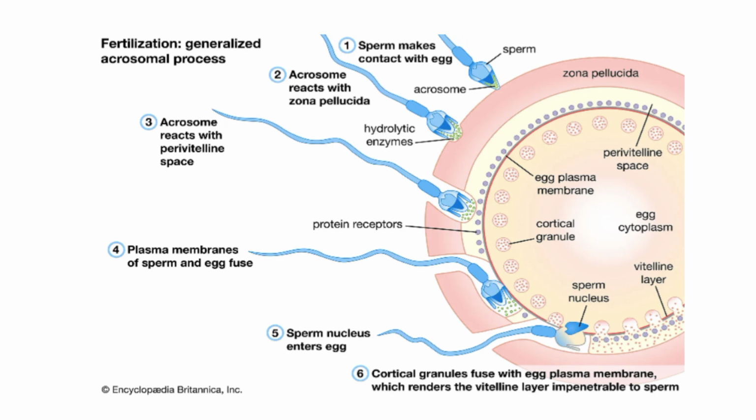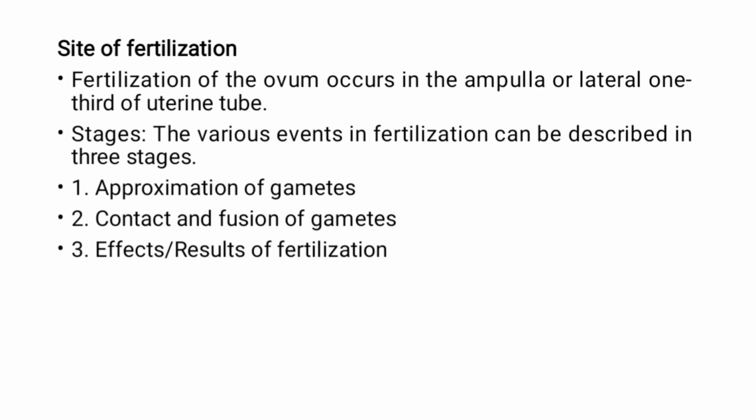That's what happens. Okay, so you have to know this. Then what is the site of fertilization? Now we are talking about human fertilization, in the woman. Where does fertilization take place? Fertilization of the ovum occurs in the ampulla of the uterine tube, just after the ovary, a small distance from the ovaries. That's the site of fertilization.